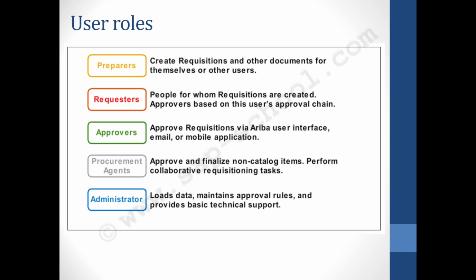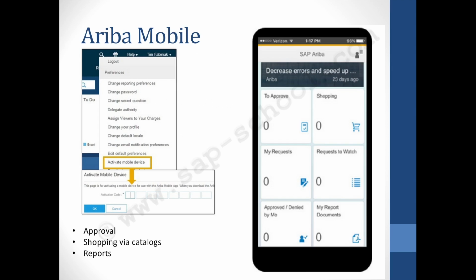So these will be mostly the super users. Then we have the administrator, who loads the data, maintains the approval rules, and provides the basic technical support and troubleshooting, which helps to understand the system, and it also helps to see if there are any failed transmissions, so that they could take care and re-trigger them to avoid any bottlenecks.